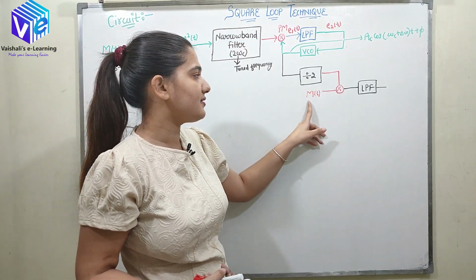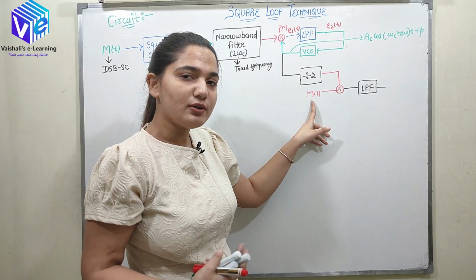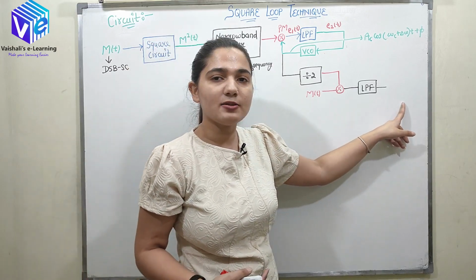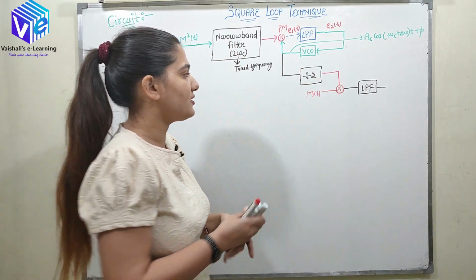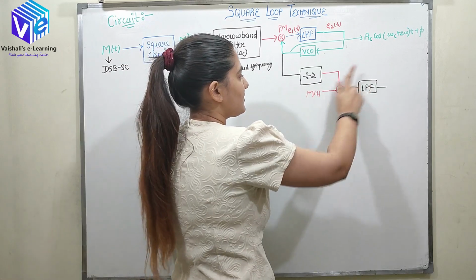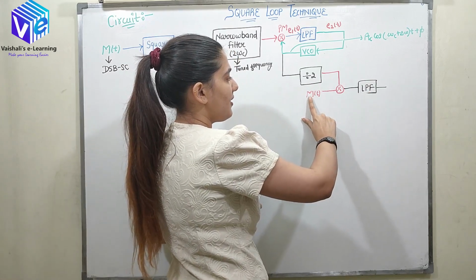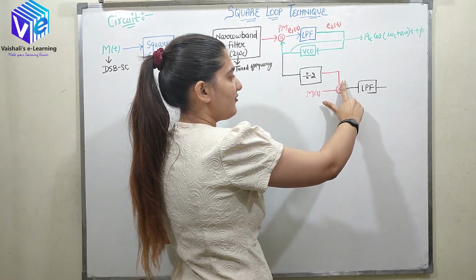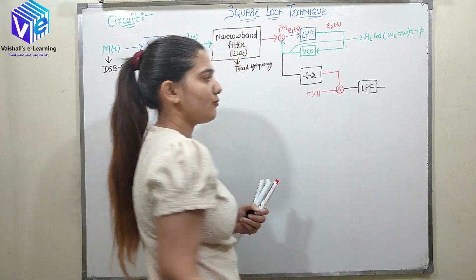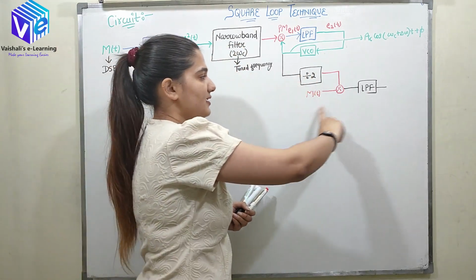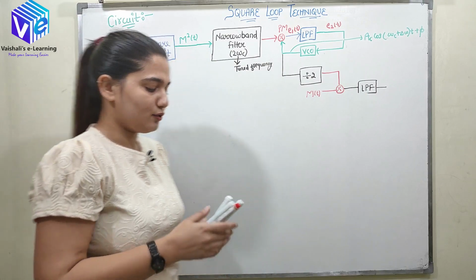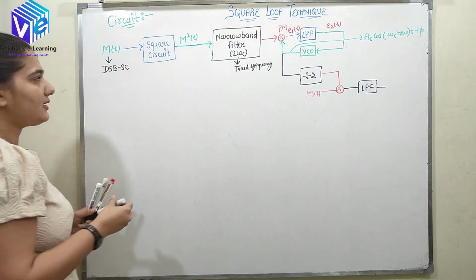This carrier is multiplied with the modulated signal again and passed to the low pass filter. This is synchronous detection. This part represents the synchronous detector: the modulated signal is multiplied with the carrier and passed to the low pass filter. Now let's understand mathematically what is happening.